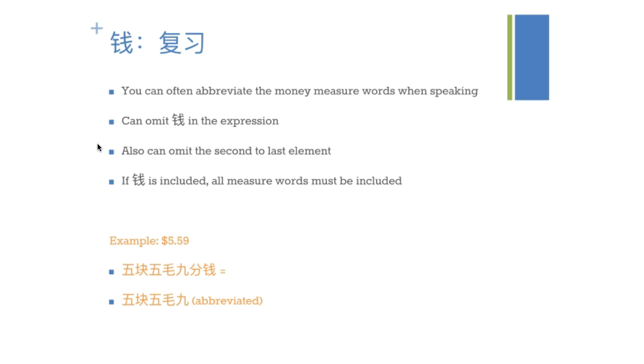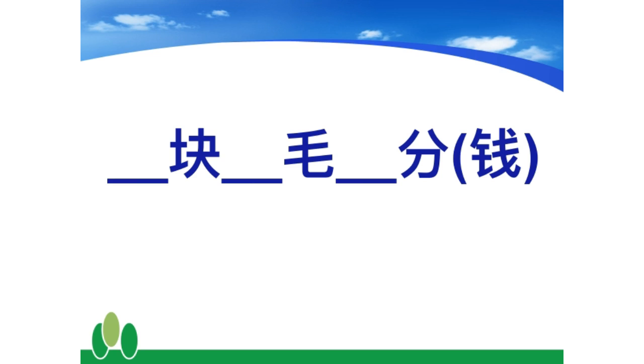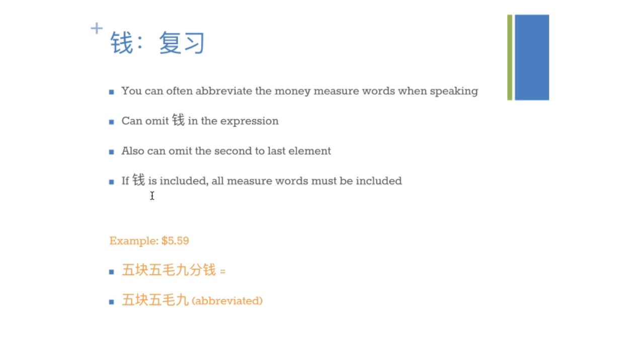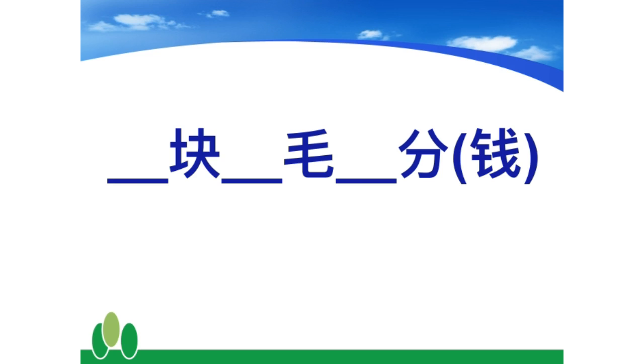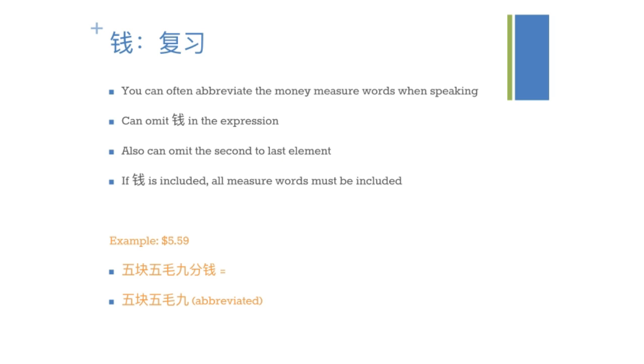Okay, so money is composed of multiple elements, right? In this case, kuai, mao, and fen. When you're talking, you can omit qian sometimes. You can also omit the second to last element, meaning you don't have to use that second to last measure word because it's implied by the context. However, if you do use the word qian, then you must use all the measure words.